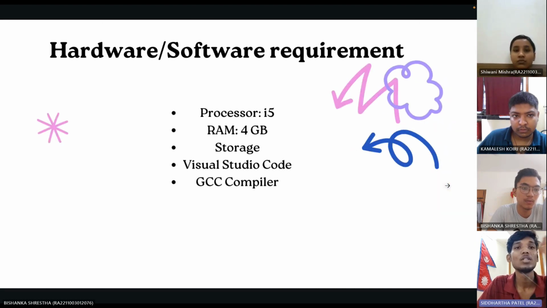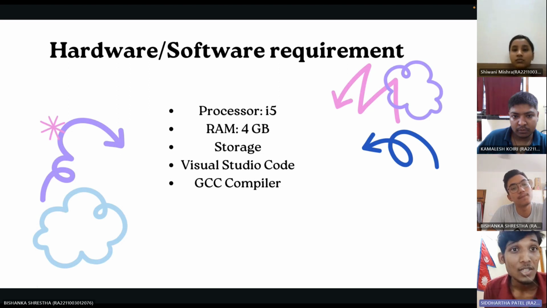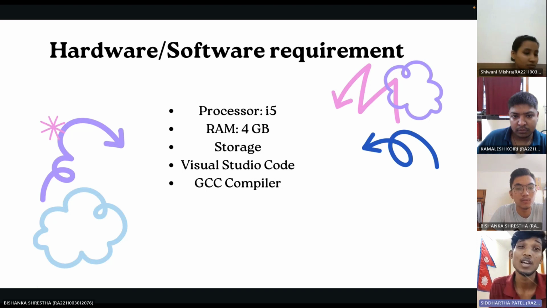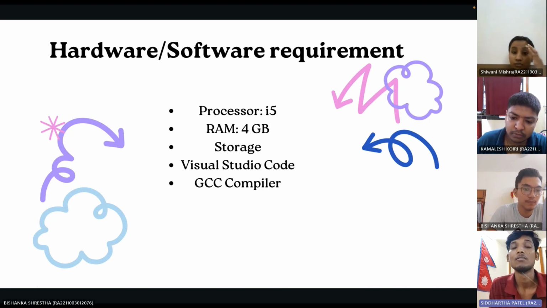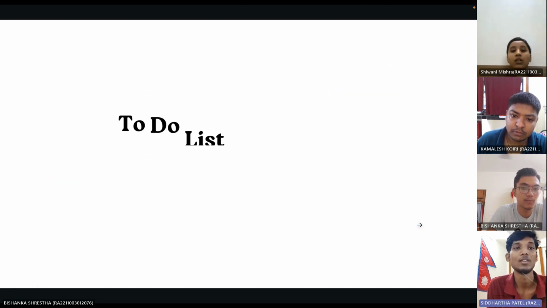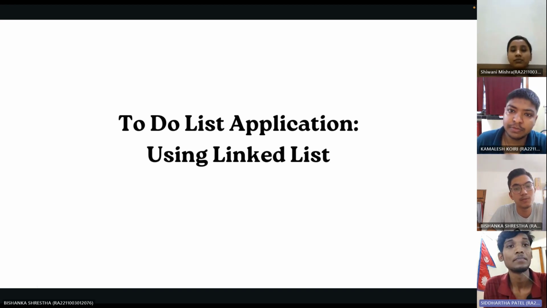An organization can use it for various purposes, like managing overall tasks. In this application, we will be using various software and hardware. In the hardware component, we will be using an i5 processor computer with 4 GB RAM and lots of storage. For software, we will be using Visual Studio Code and GCC compilers and so on. Further, the rest will be carried out by Kamlesh.